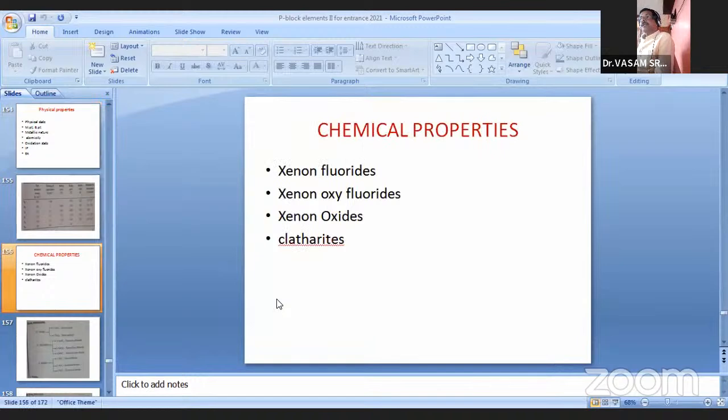And now come to chemical properties. Just now I told you, xenon only reacts with fluorine and oxygen due to the xenon having low IP values. Due to low IP value, the xenon reacts with highly electronegative elements like fluorine and oxygen, giving 3 types of compounds. One is xenon fluorides, second xenon oxyfluorides, and third xenon oxides. So fluorides, oxyfluorides, and oxides. And the last compound is clathrates. In Telugu, they are called panjara sammelanalu, clathrates.